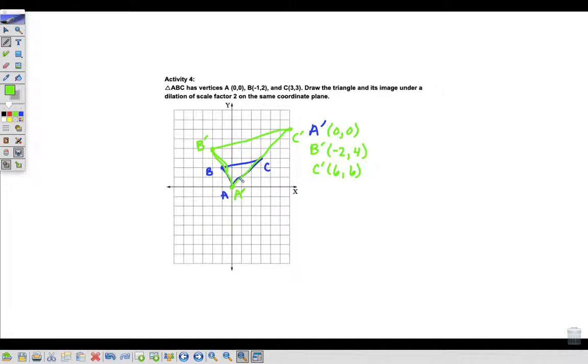So once again, you can double check your side lengths. So 1, 2, 3 was my original. 1, 2, 3, 4, 5, 6. 1, 2, 3, 4, 5, 6, 7, 8 compared to 1, 2, 3, 4. So it looks like I'm good here and did a good job graphing that.